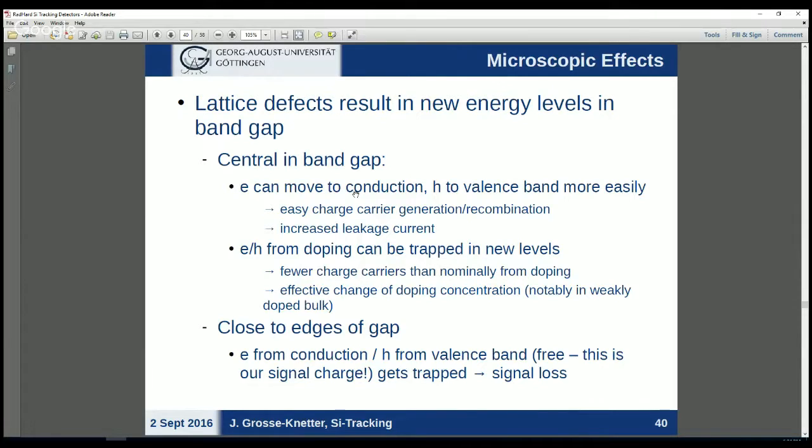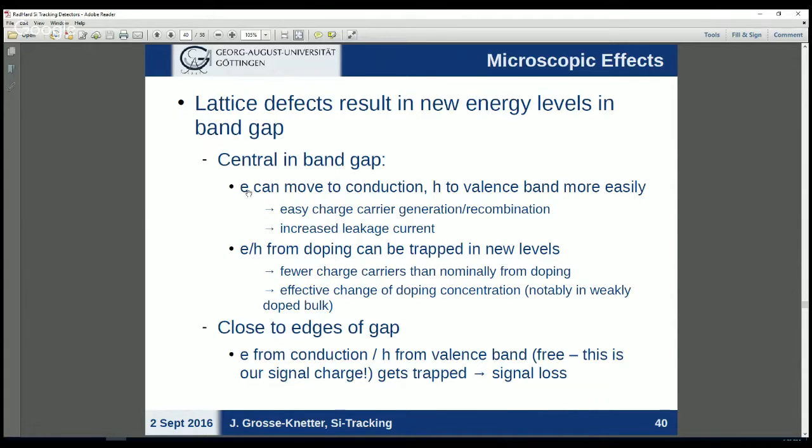So that's an easier mechanism for generating or recombining electron-hole pairs, which shows most notably in an increase in leakage current. I said leakage current is created by thermal generation of charge carrier pairs. And of course, if there's less energy necessary to do so, you get more of them. So a net result, increased current, which is a bit inconvenient. You have to supply the current, and the current, of course, disturbs your detection mechanism. So it's, of course, not desired.